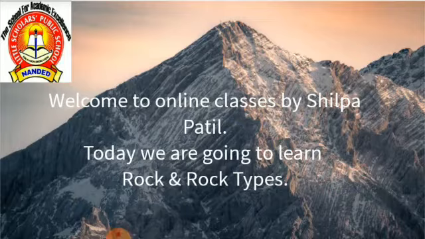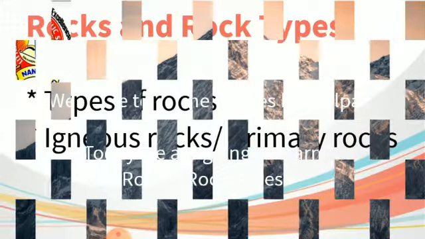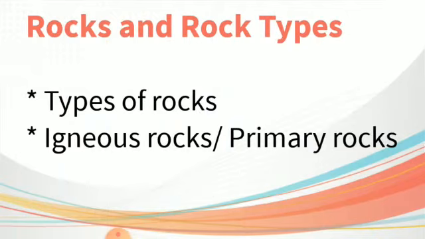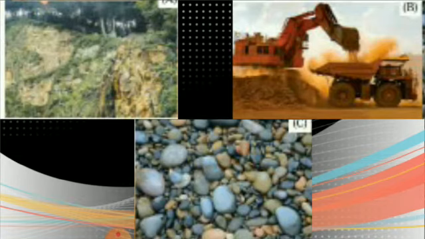This is Shilpa Patil. Today we are going to learn our Geography 7th chapter, Rocks and Rock Types. In that we are going to learn types of rocks, and today we are going to learn igneous rock or primary rock. Children, it is given in the textbook. The one picture is there, A, B, C, divided into 3 parts. This figure you have to observe and give answers to the following questions.